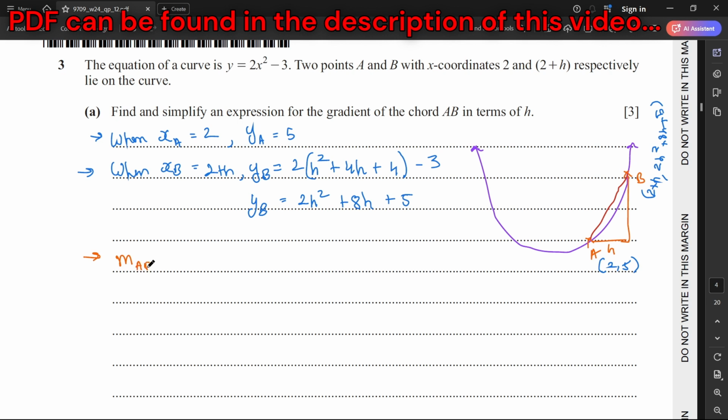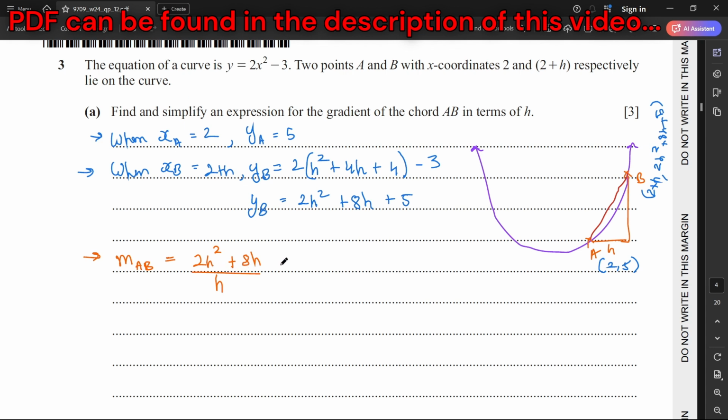Now because I'm having both the coordinates, I can simply go ahead and find the gradient of that chord AB, which is the change in y over the change in x. So change in y, if you see yb minus ya, it comes out to be 5 and 5 gets cancelled out. So 2h square plus 8h. And in the x direction, we can see that the difference is h, which you get by doing this minus this. So 2 gets cancelled out. We are left with h. Now this is not in the simplified format. I can still simplify it further.